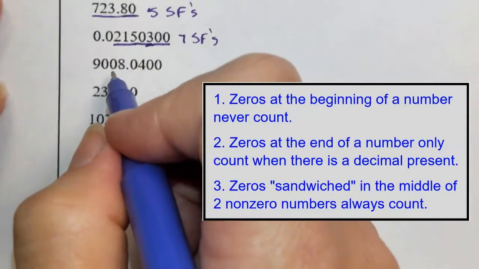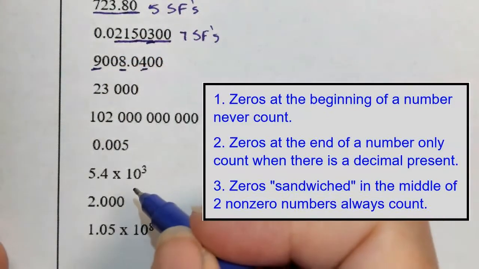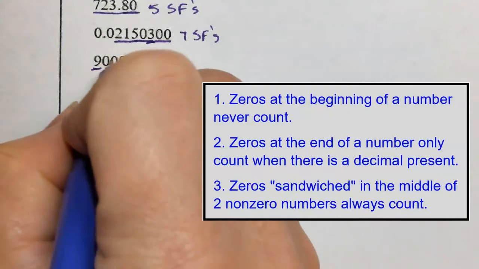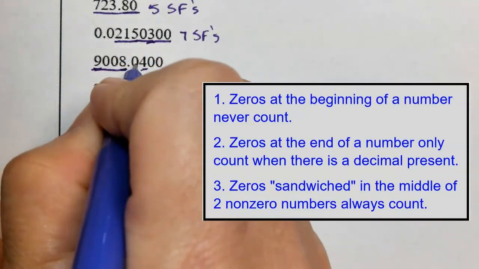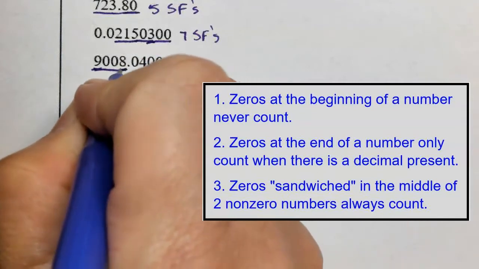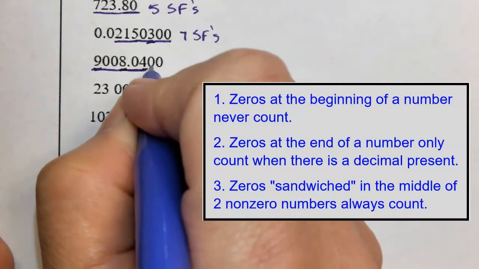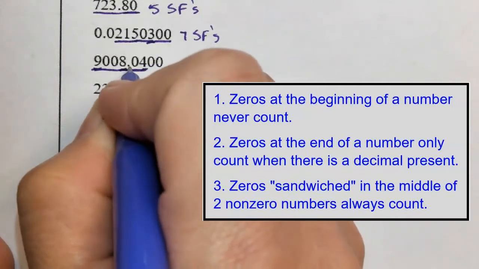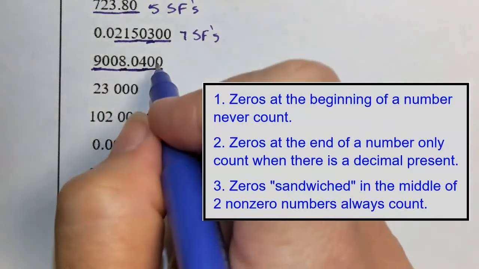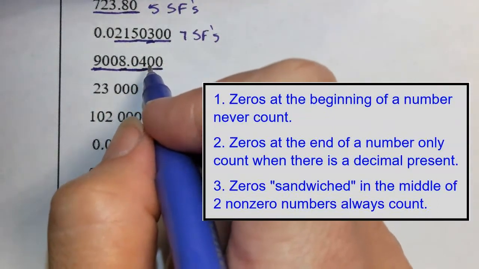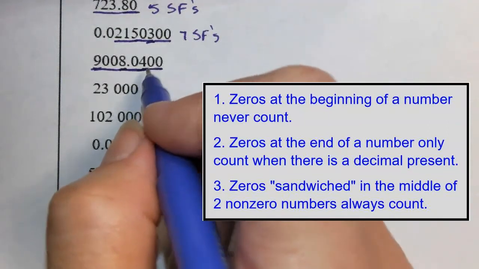In this number, the 9, the 8, and the 4 are definitely significant. These two zeros are sandwiched between the 9 and the 8, so they are significant. That 0 is sandwiched between the 8 and the 4, so it's significant. And then these are trailing, at the end of the number, and there is a decimal, so yes, they are significant. So trailing, decimal, yes, they are significant. Trailing, no decimal, not significant.